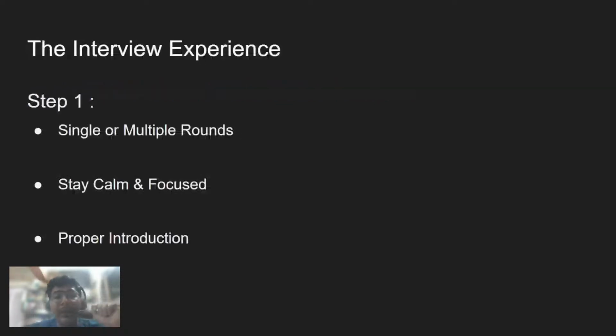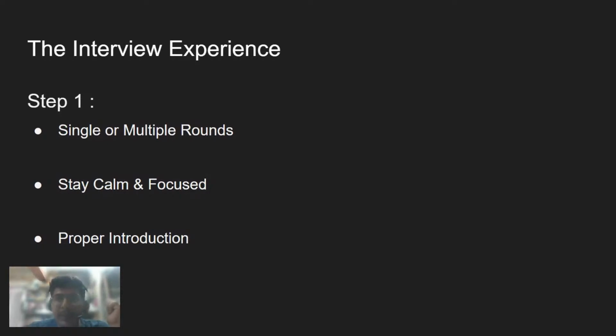Now coming to the interview experience, the first thing is that you can have a single or multiple rounds. Some companies have single rounds, but it's extremely rare. Mostly there will be multiple rounds of interviews, and they can happen on the same day, or they can be spread out over 2 or 3 days. So be prepared accordingly. Stay calm and focused. I know it's very hard to do that. I have been in that position, and I know how it feels.